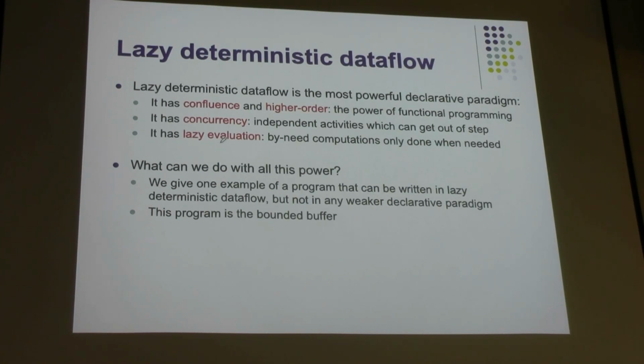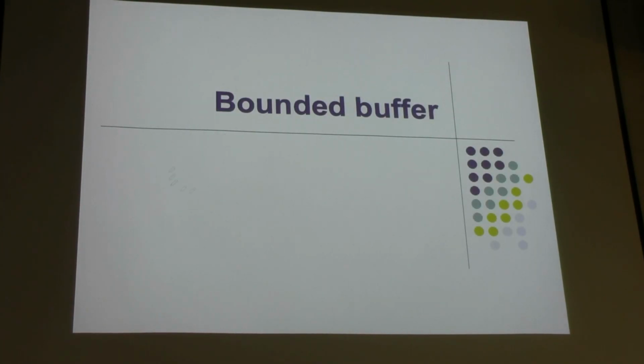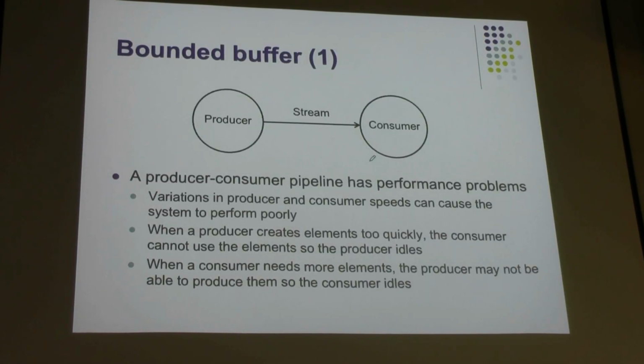So that's a lot of power, and it seems kind of complicated to use all that power. So what can we do with all this power? And I'll give you one example. We'll show step by step how you can use the power piece by piece. And to do that, I'll show you a primitive thing called a bounded buffer. Okay. So a bounded buffer is a well-known concept. So I've mentioned it already in the previous lecture, but now we're going to show the code.